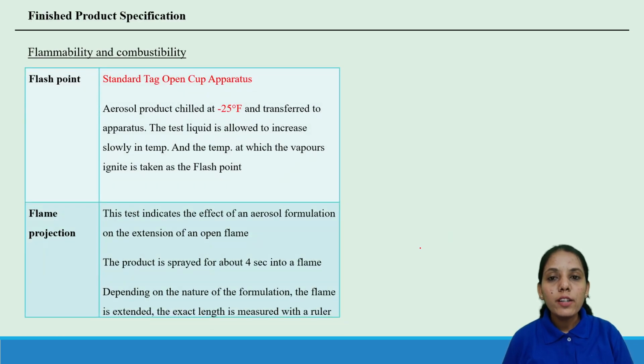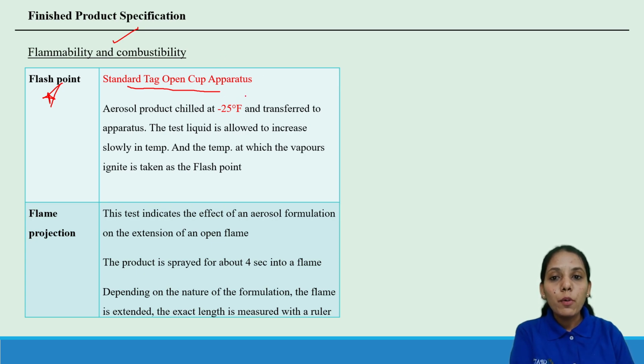Now, finished product specification. The first is flammability and combustibility. We all know that we are going to see evaluation parameters. So first is flash point. Very important, what is the apparatus used for this flash point? So first is the standard tag open cup apparatus. Very important, the standard tag open cup apparatus is used to study the flash point.